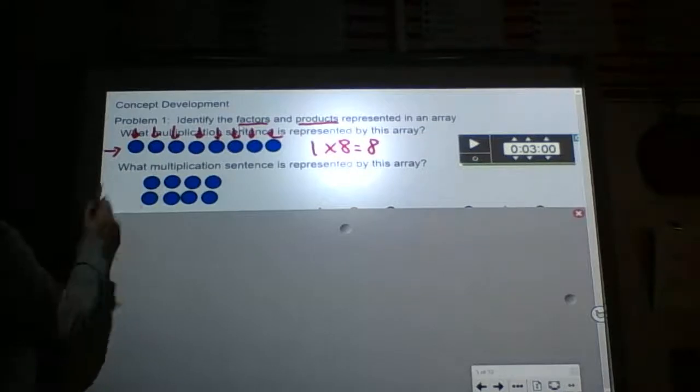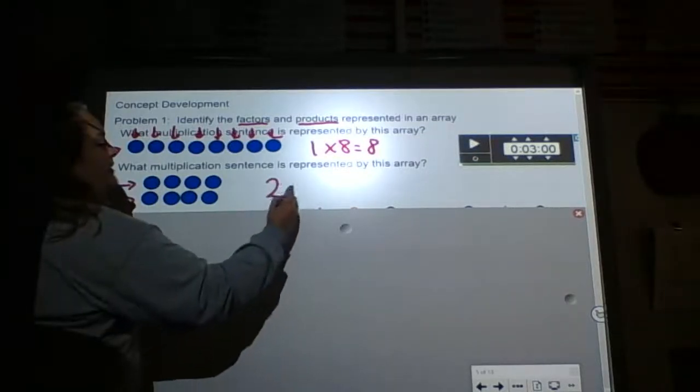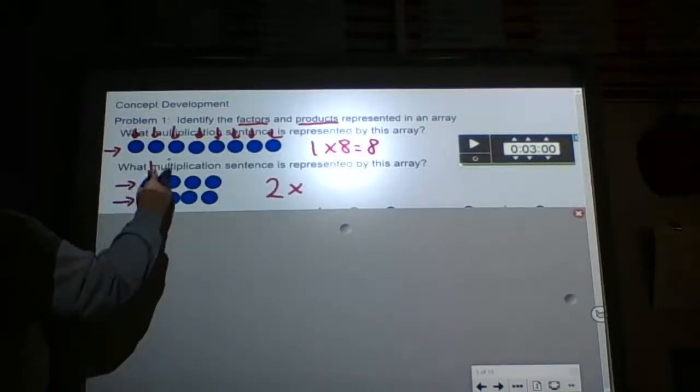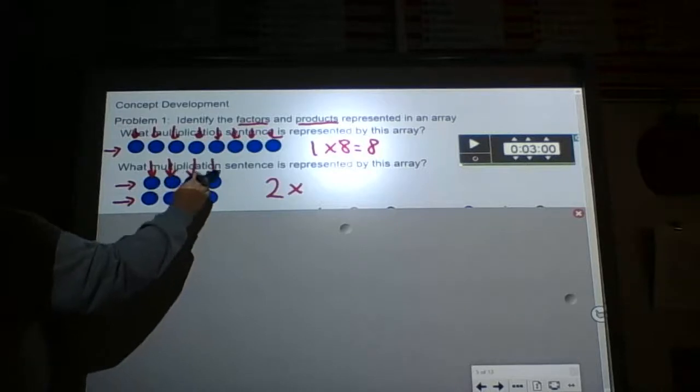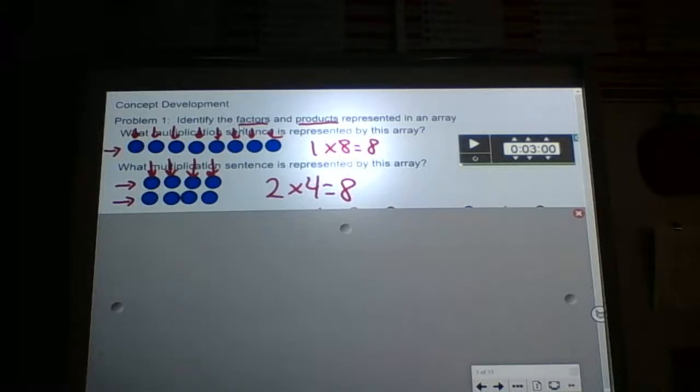Let's look at this one. Let's go across here. First, your rows. I see 1, 2 rows, so I'm going to record that number. And now how many columns do I see in my array? 1, 2, 3, 4. And 2 times 4 we know is 8, and there are 8 there. So my number was 8.